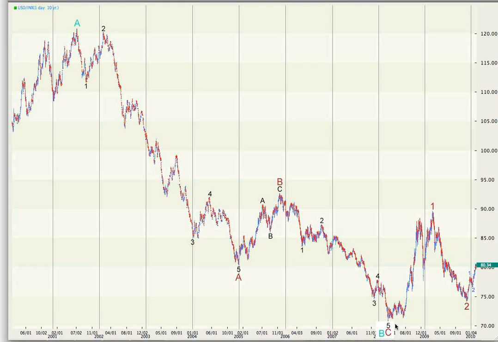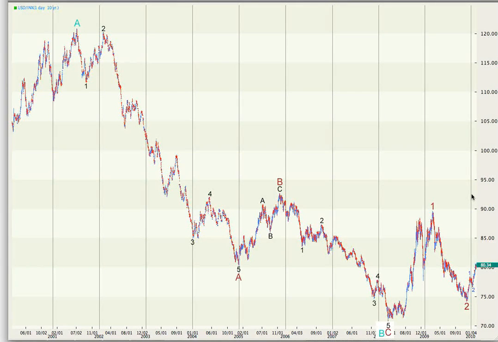Shorter term, at primary degree, we had 1 and 2 complete. We're on the 3rd wave up of our C wave. Now, this C wave will be 1, 2, 3, 4, 5. We're in the middle of it in the 3rd wave. That's the strongest part that will carry the greatest distance with the greatest momentum because it's the 3rd wave. Our target long term, and this is going to take months, if not at least a year, this 3rd wave will equal the price length of the 1st wave when it's at 92.97.